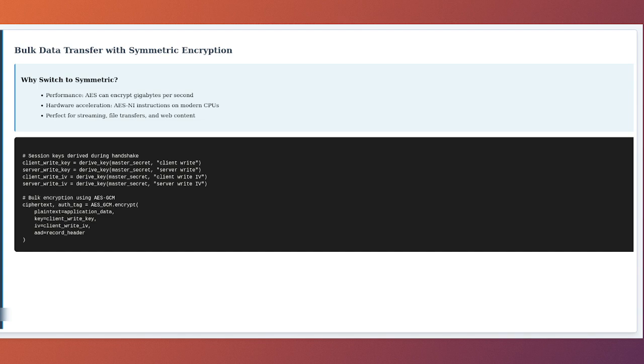The session keys have a limited lifetime. They might be rotated every hour, every gigabyte of data, or based on other criteria. This limits the damage if a key is ever compromised. An attacker would only be able to decrypt a small portion of the communication. Some implementations even provide perfect forward secrecy, where past communications remain secure even if the server's private key is later compromised.